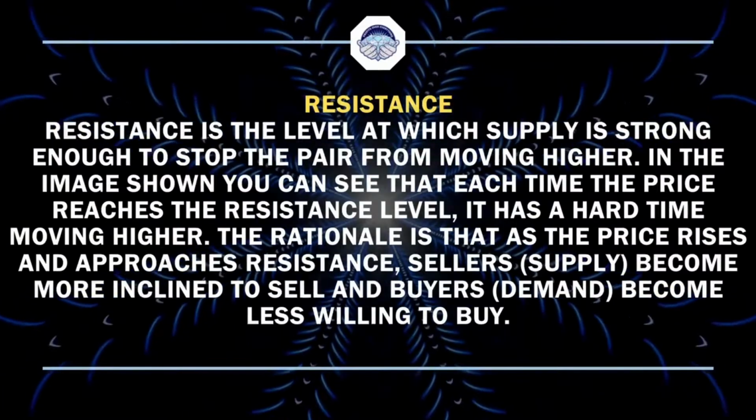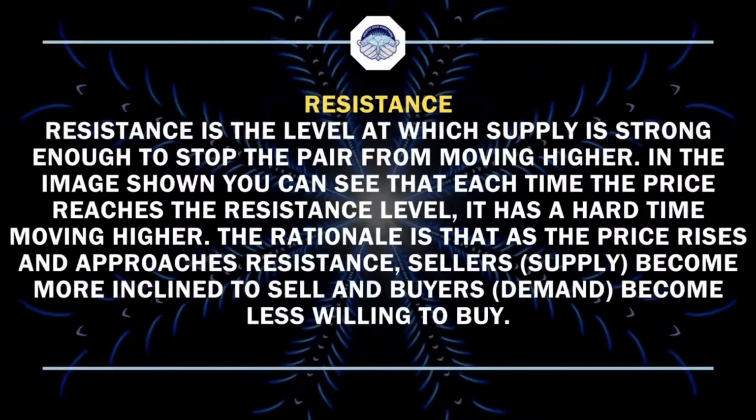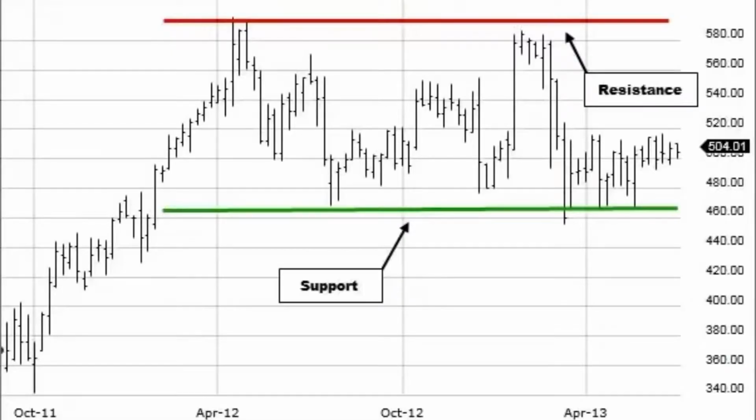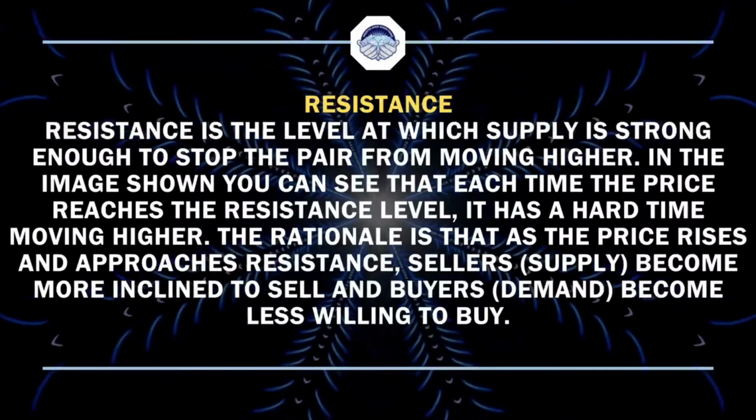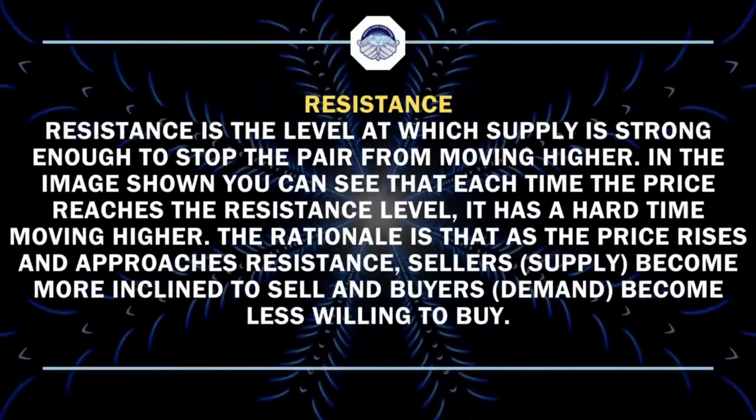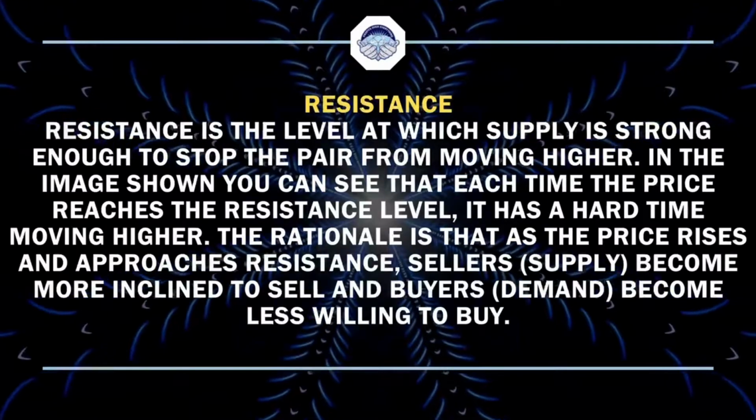Now let's talk about resistance. A resistance is the level at which supply is strong enough to stop the pair from moving higher. In the image shown, you can see that each time the price reaches the resistance level, it has a hard time moving higher. The rationale is that as price rises and approaches resistance, sellers become more inclined to sell and buyers become less willing to buy.